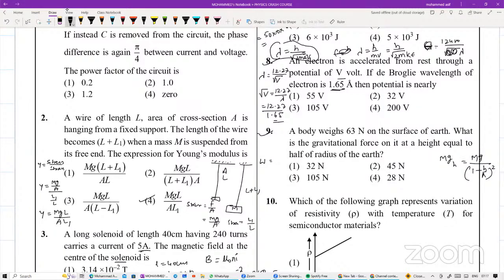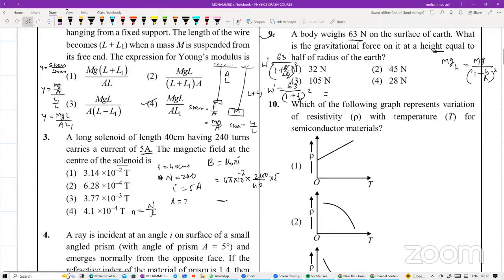So m into g_h will be equal to W, the weight at a certain height. I am writing it as W dash. The body weighs 63 Newton on the surface of the earth, so the value of mg is 63, divided by 1 plus, at a height equal to half the radius, h is equal to R by 2, divided by R whole square. Here R gets cancelled, so W dash is equal to 63 divided by 1 plus 1 by 2 whole square. Simplify this and that will give me the answer. It is coming to 28, okay.